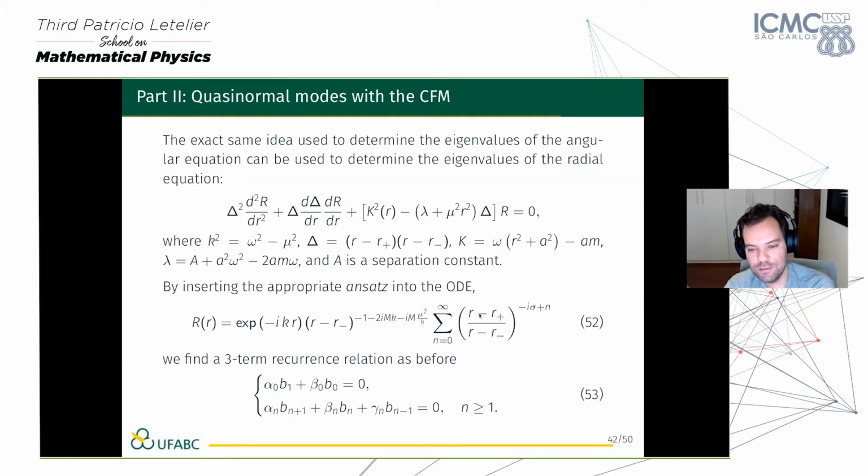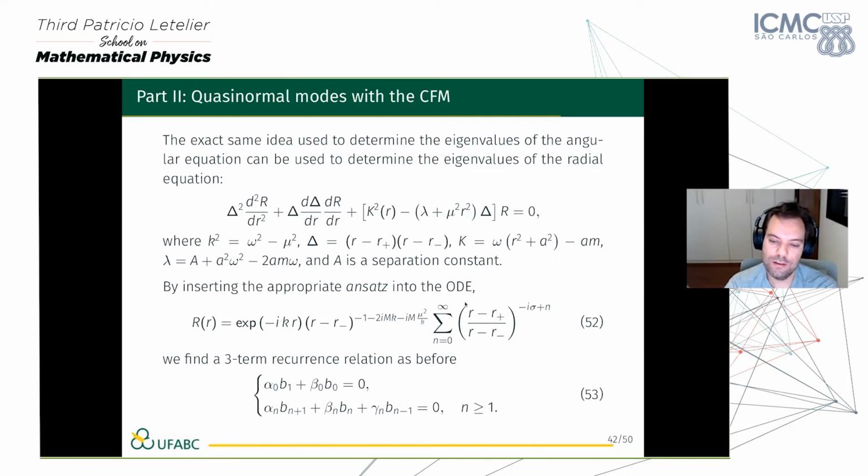Another important detail is that here I'm making the sum over this whole thing here, (r minus r plus) divided by (r minus r minus). So this is a new coordinate here, and we do that because when you use this variable, you can guarantee that the sum is convergent everywhere from the horizon up to infinity, except possibly at infinity, when r goes to infinity.